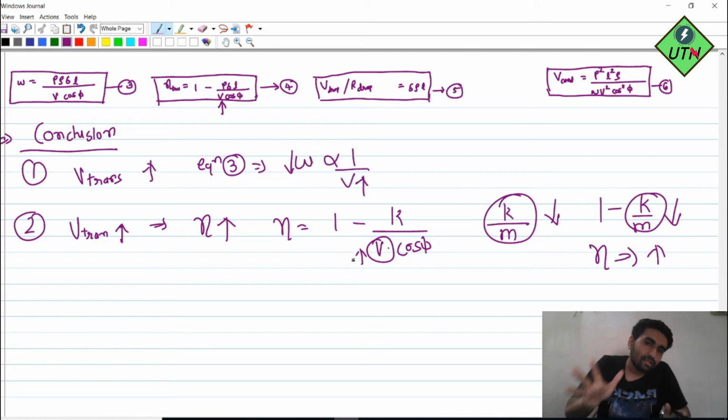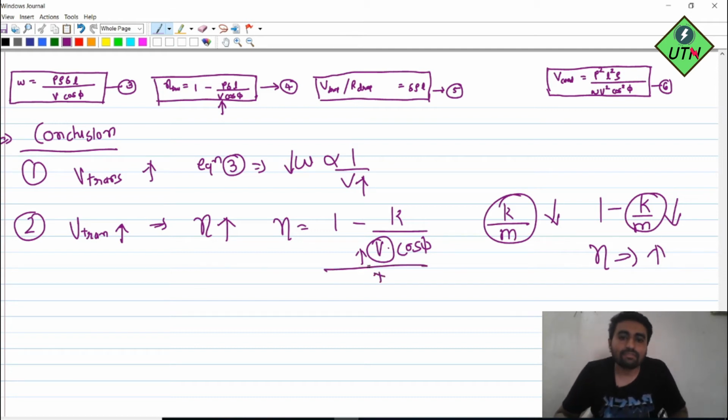And with similar logic, we can say that if the line losses are reduced, then efficiency is going to be increased. But mathematically, the equation of the transmission efficiency is this, and from this equation we can definitely see that if we have a higher transmission voltage, we can have a higher transmission efficiency. So that is the second advantage of having a higher transmission voltage.